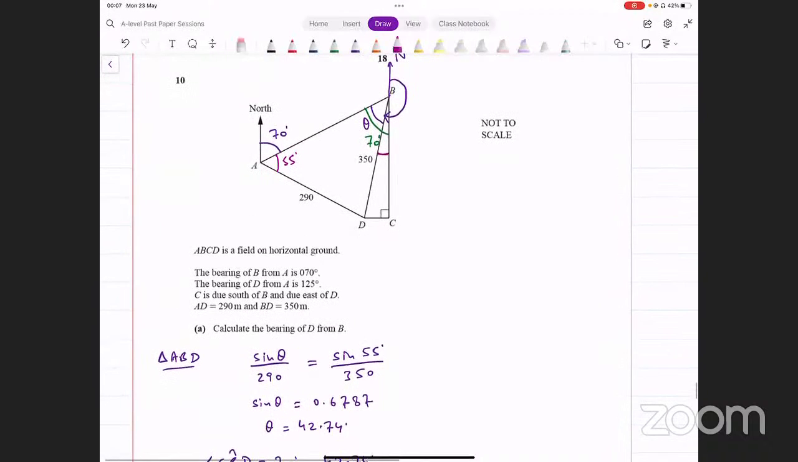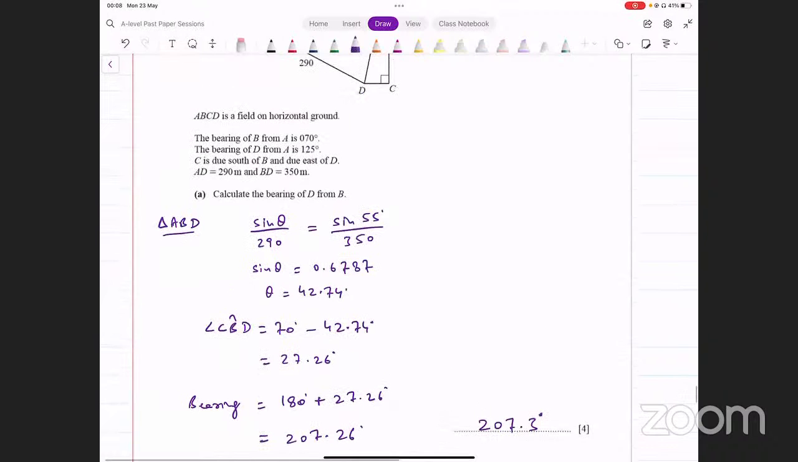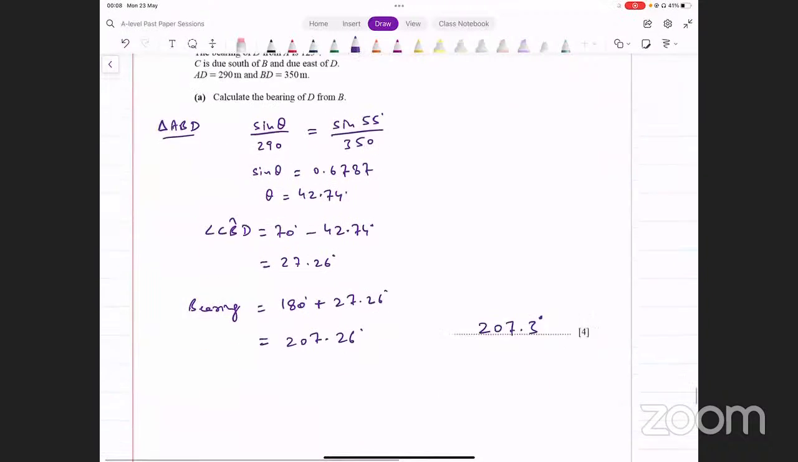Now what to do? You had to find the bearing, so the total angle was needed. Add this to 180, so what will the bearing be? The bearing is 180 plus 27.26, and that turns out to be 207.26 degrees, or you can write it as 207.3 degrees, and that's your final result. So that's what we had to calculate in this first part. Let's move on to the next one.